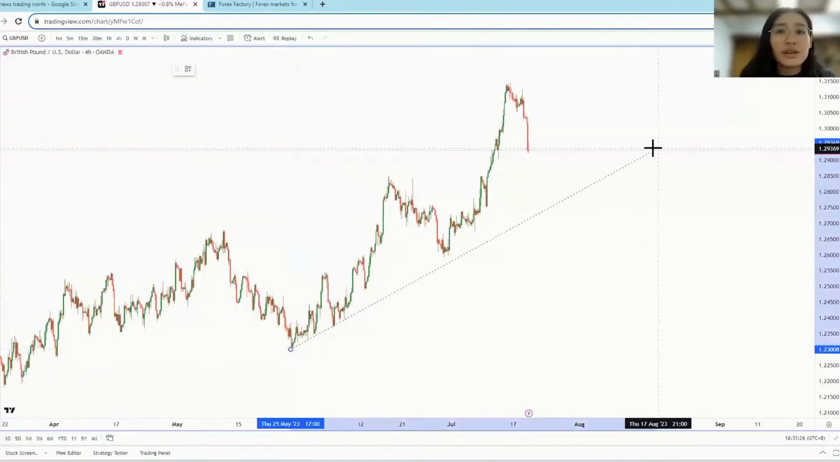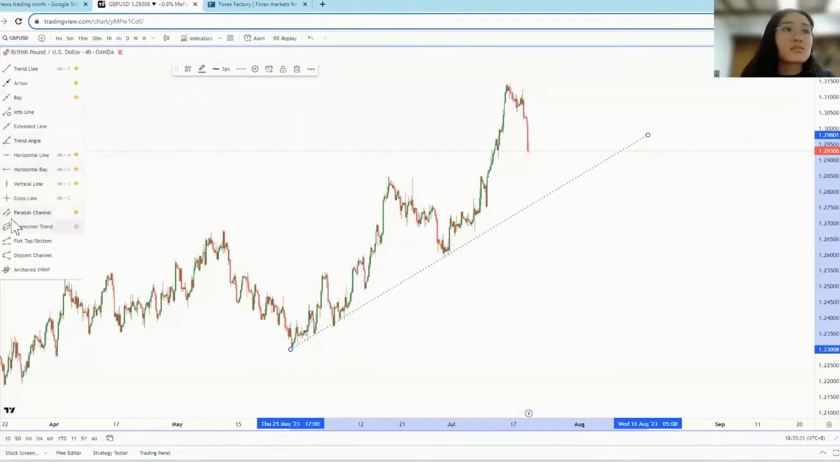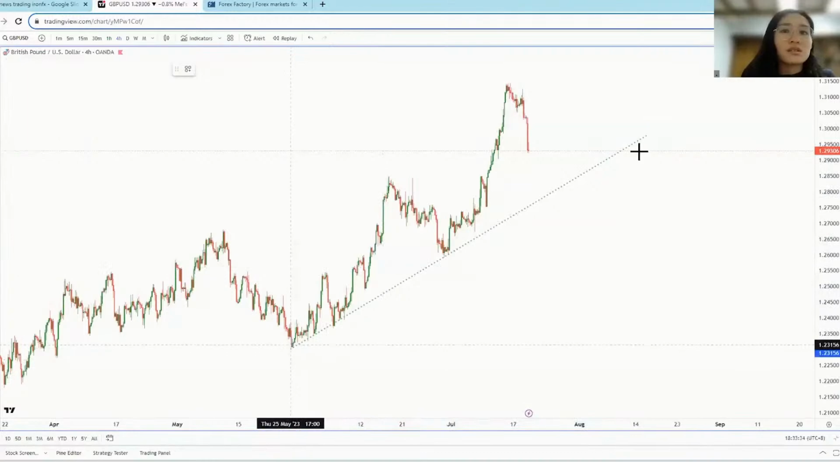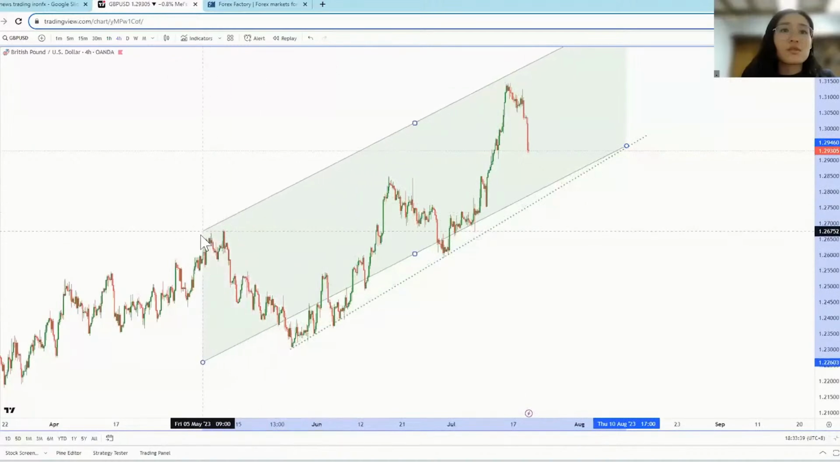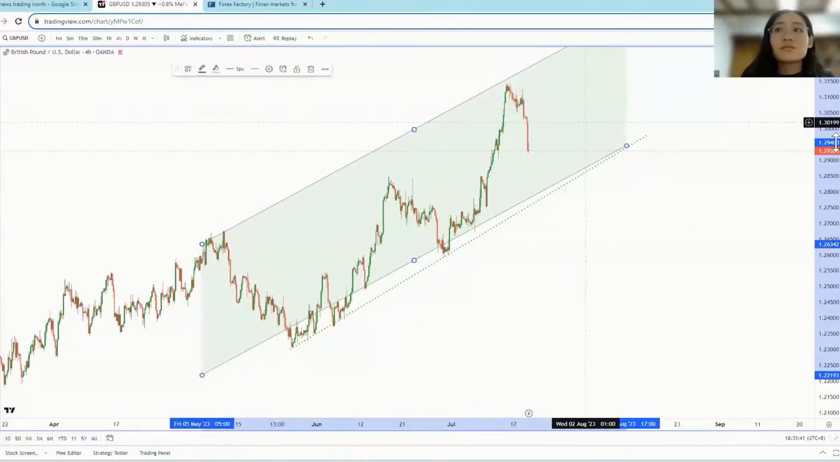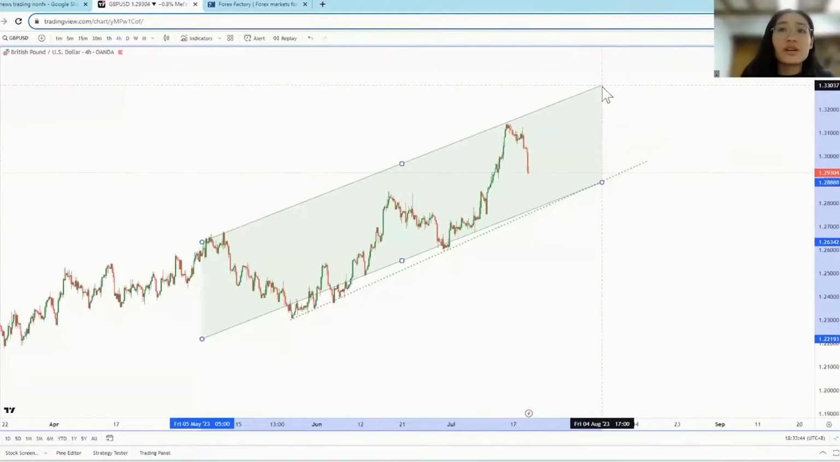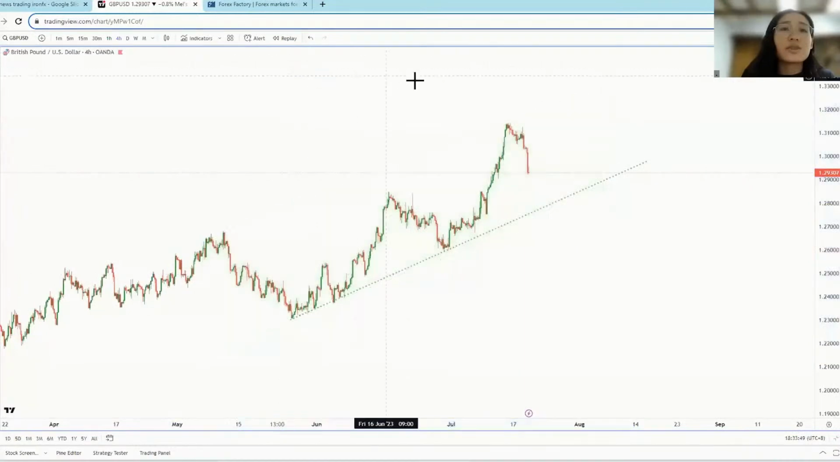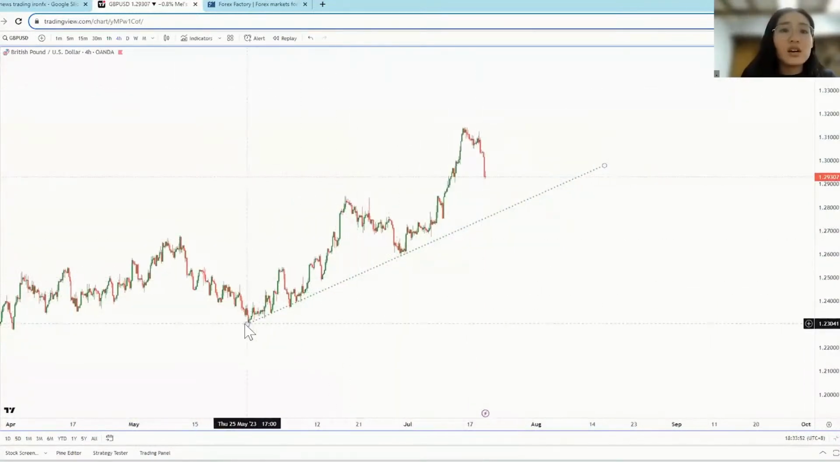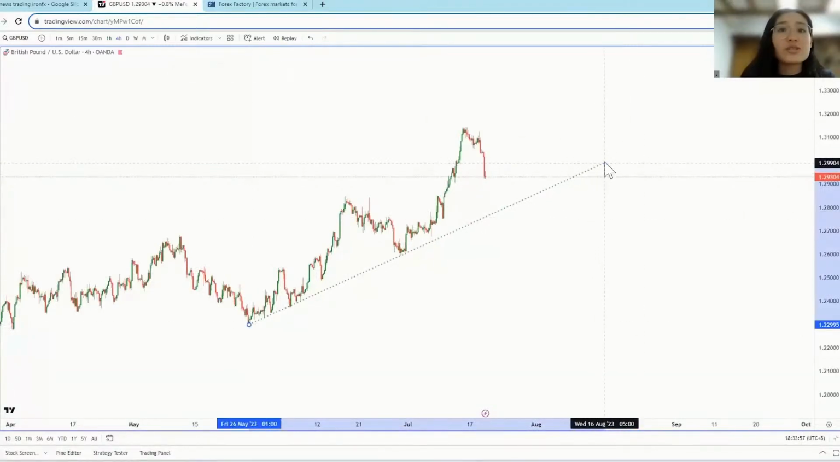Let's see, we have a trend line here. Let's see if we have an ascending trend channel. Not really, but we have this ascending trend line here. Remember, for a valid trend line, it has to touch at least 3 points. So here we have 1, 2, and 3 points.